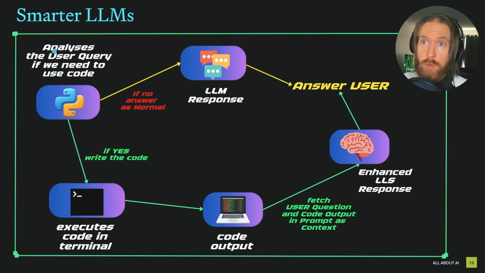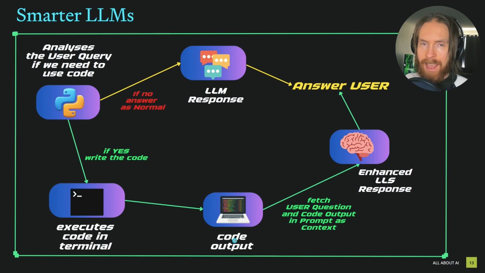The first thing we're going to do is analyze the user's input query to find out if we even need to use code to improve the answer. And if the answer to that is no, then it's just going to respond as normal. So we're going to skip this step here. But if the answer to that is yes, then we're going to write the code. We're going to execute this code in the terminal.